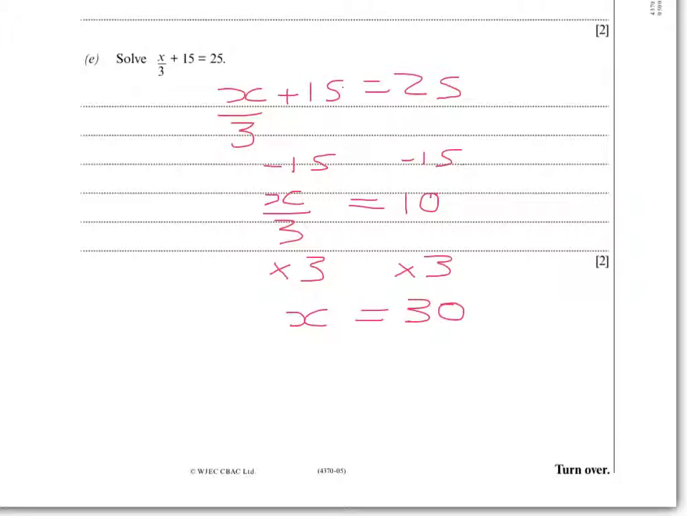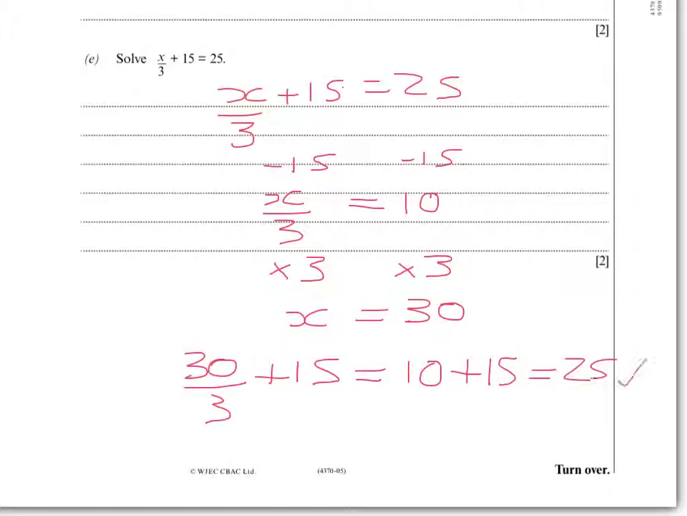Now if I wanted to check, I can put that back into my equation. So 30 divided by 3 plus 15. What does that give me? So 30 divided by 3 is 10, and 10 plus 15 is 25, which is what I wanted.